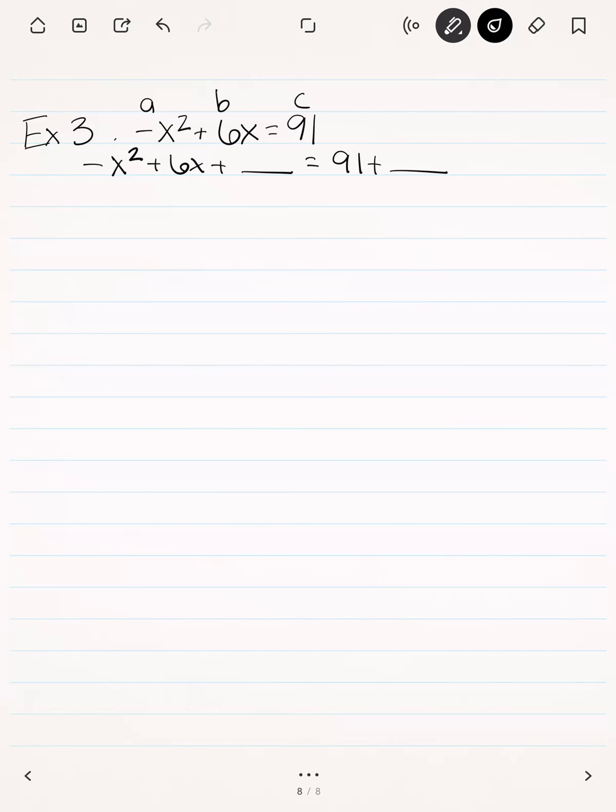Okay, then my GCF, notice that the negative 1 and 6 don't really have anything in common, but I don't like that x squared being negative, so I'm going to divide by negative 1. Okay, so I get a negative 1 on the outside. I have an x squared. It changes my sign to a negative 6x, and I still have my plus space equals 91 plus blank.